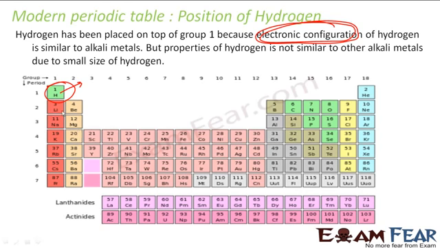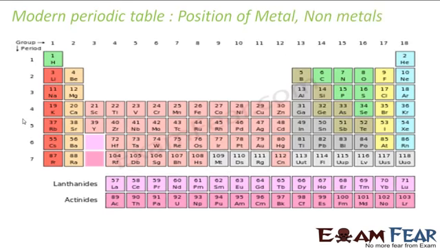Right? The hydrogen is placed with alkali, but the property of hydrogen is not similar to alkali because it's very small in size. We'll see the position of metals and non-metals here.